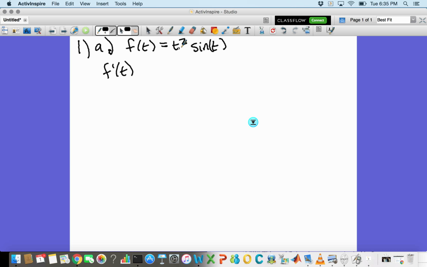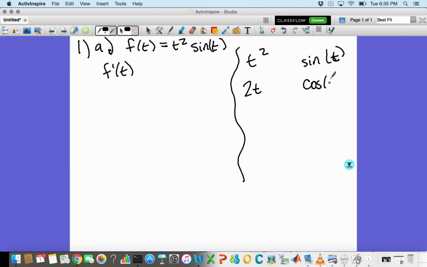I know that I'm going to have to use the product rule because I have the product of two functions of t. Okay, so I'm going to set it up over here using the butterfly technique. For this technique, we write the functions on the first line and then the derivatives on the second line. The derivative of t squared is 2t. The derivative of sine of t is cosine t.